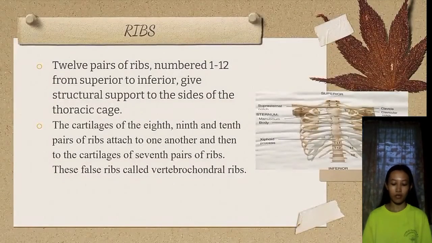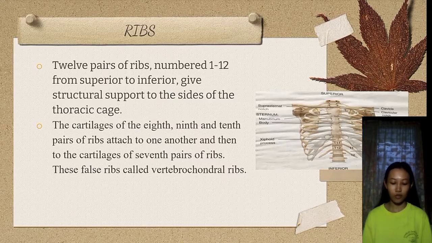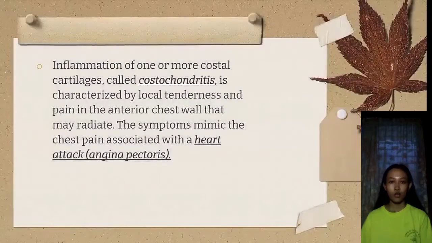Next are the ribs. There are 12 pairs of ribs, numbered 1 to 12, from superior to inferior. They give structural support to the sides of the thoracic cage. The cartilages of the 8th, 9th, and 10th pairs of ribs attach to one another, and then to the cartilages of the 7th pair of ribs. These false ribs are called the vertebrochondral ribs.